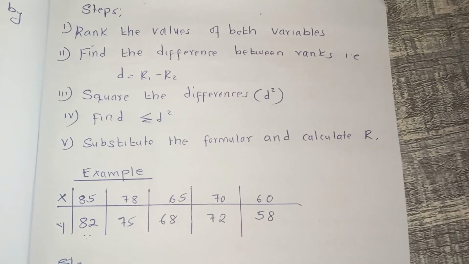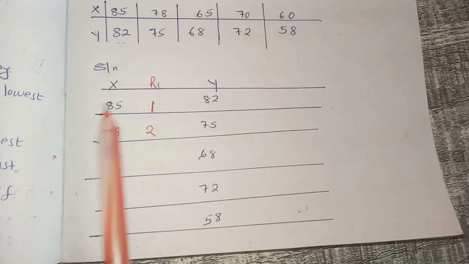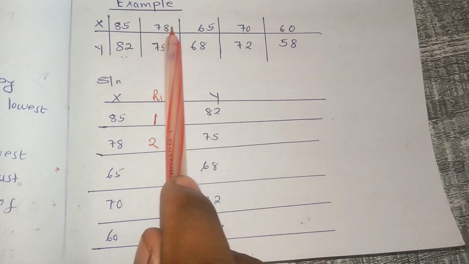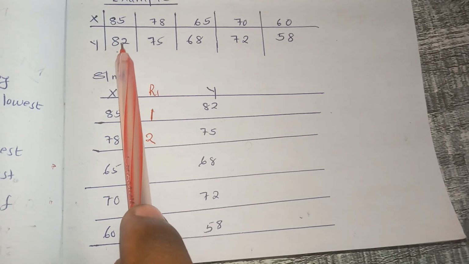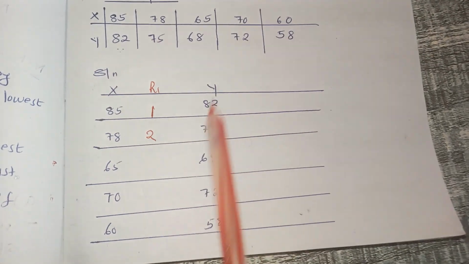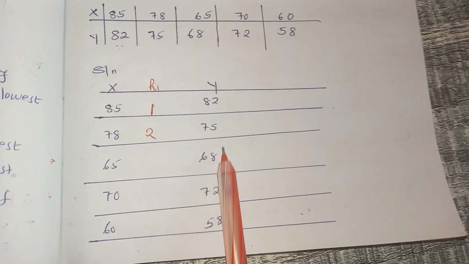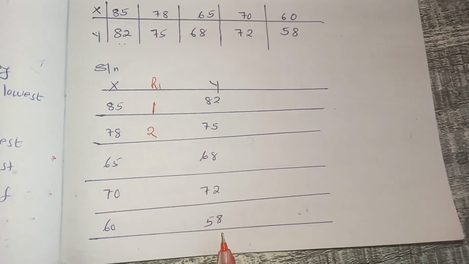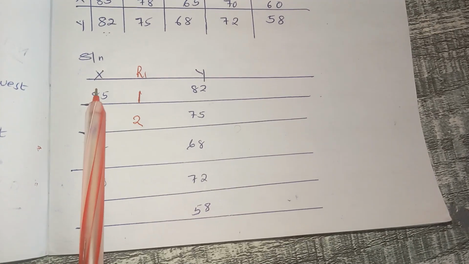In this case, because you have X values and Y values, I have decided to arrange them vertically this way. We have the X values: 85, 78 all the way to 60. The second row, which is the Y row, has 82, 75 all the way to 58. I have arranged the values on the Y column starting from 82, 75 all the way to 58. Now you need to give the rank positions to each and every value.